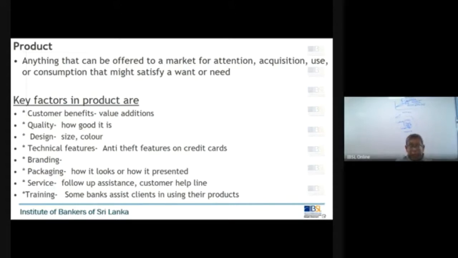Right? Anything that can be offered to a market for attention, acquisition, use, or consumption that might satisfy a want or a need. Right? You have a problem. How are you going to satisfy your problem? Product. You have some, say, cholesterol problem. How are you going to satisfy it? Use some drugs. That is the product.